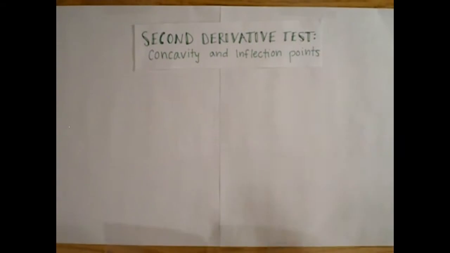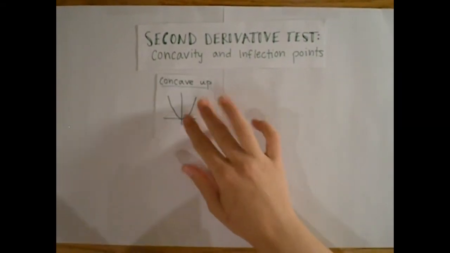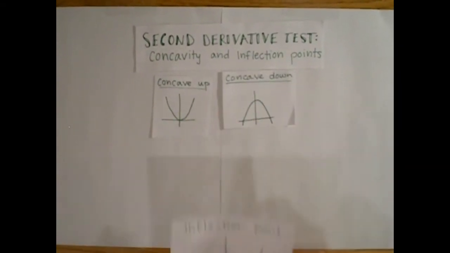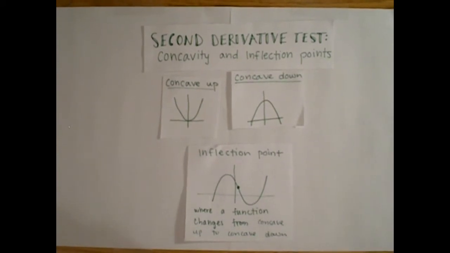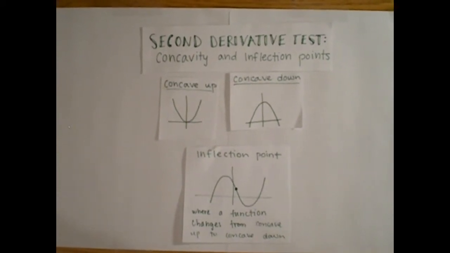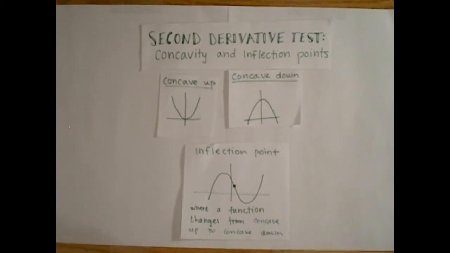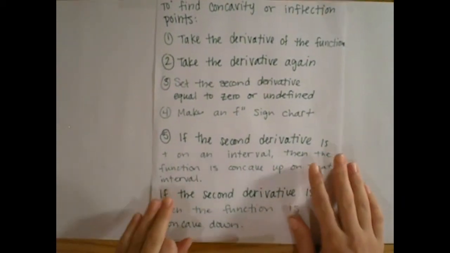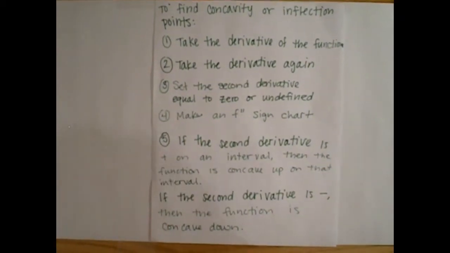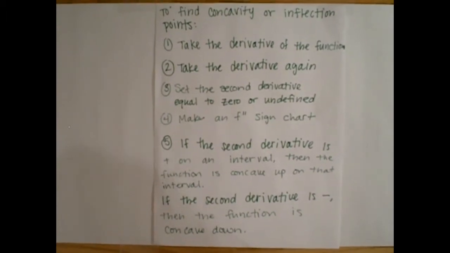The second derivative test is used to find when a function is concave up, concave down, or there are inflection points on the function. An inflection point is where the function changes from concave up to concave down, or from concave down to concave up. In order to find the concavity and inflection points on a function, we need to take the derivative of that function twice, thus the second derivative test.